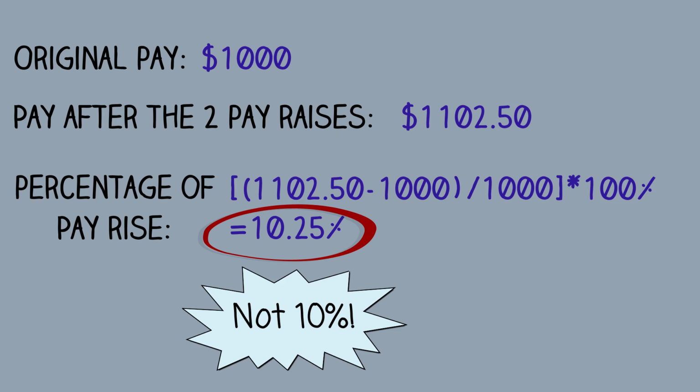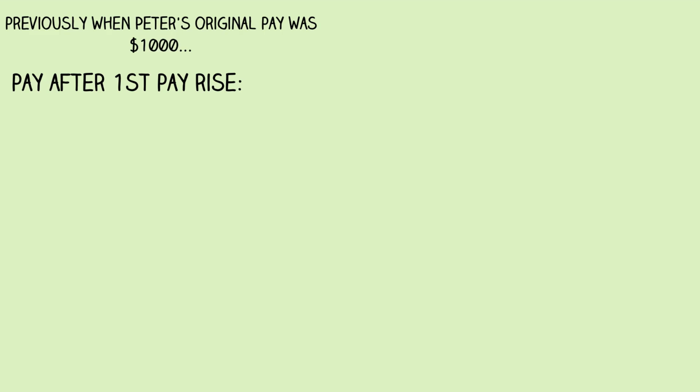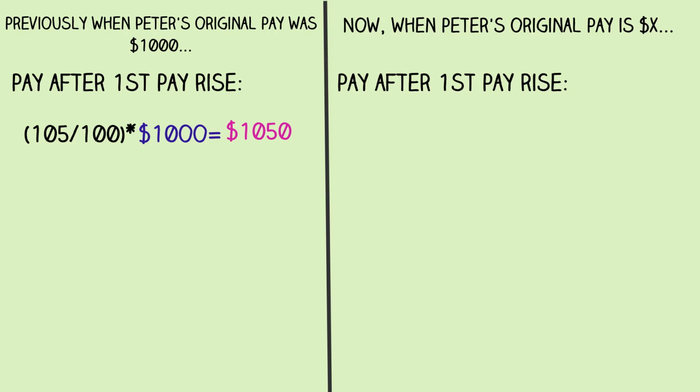pay rise. Now that you have understood the concept, let's go back to the original problem, where Peter's original pay is not given. So let Peter's original pay be X dollars. Previously, when we assigned Peter an original pay of $1,000, we did 105% times $1,000 to calculate his pay after the first pay rise. Similarly, now that Peter's original pay is X dollars, we also take 105% times X dollars to calculate his pay after the first pay rise. This gives 1.05X dollars.